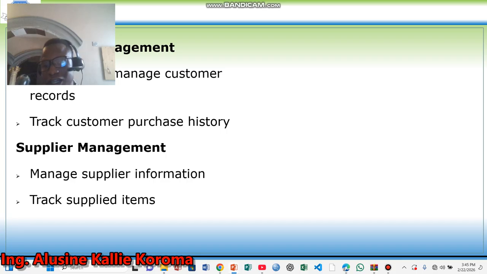Then supplier management. Here the inventory management system will ensure that it manages the supplier information and also tracks supplied items. That is the supplier's ID, the country, and the item the supplier is selling.